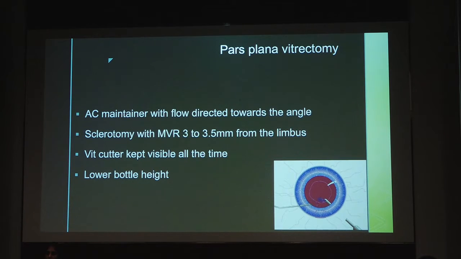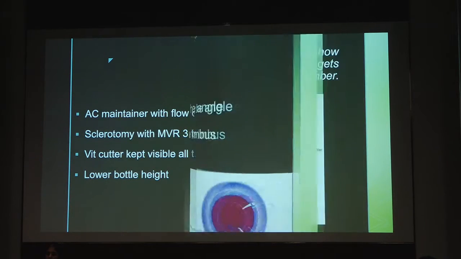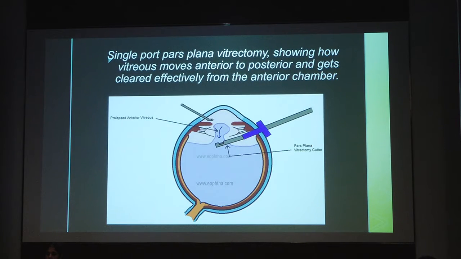So the AC maintainer should again be directed towards the angle. Sclerotomy with an MVR port at 3 to 3.5 millimeters. The vitreous cutter is kept visible. This is a diagrammatic representation showing how a pars plana vitrectomy cutter works better than an anterior vitrectomy.